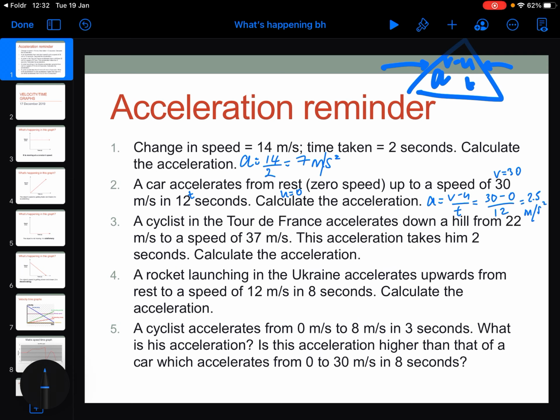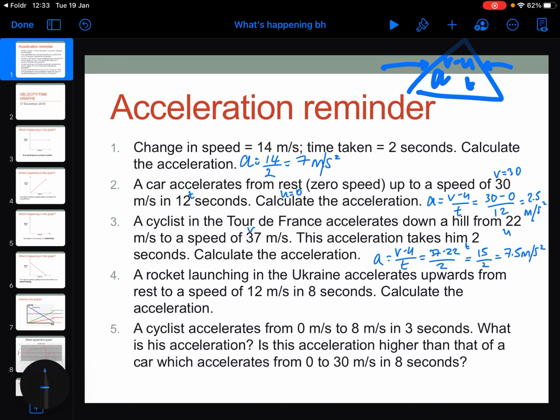Number three even. Cyclist in the Tour de France accelerates down a hill from 22, so that's u, to a speed of 37, so that's v. This acceleration takes them 2 seconds, so that's t. Calculate the acceleration. A is v take u over t. 37 take 22 over 2 is 15 divided by 2 is 7.5 meters per second squared.